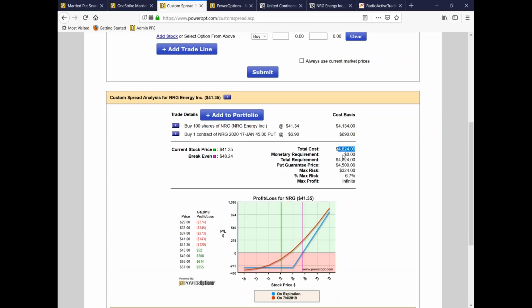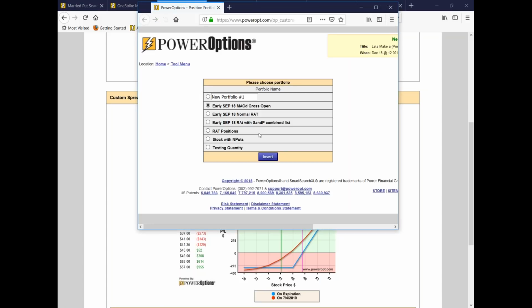48.25. That's what I'm putting in for my net debit at 48.25. Stock at 41.34. Put at 690. I'm going to go ahead and add it to my portfolio right now. As a paper trade, I'm going to put it in the radioactive trading positions.